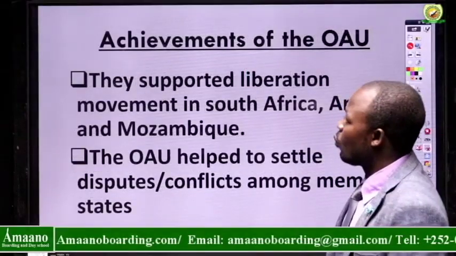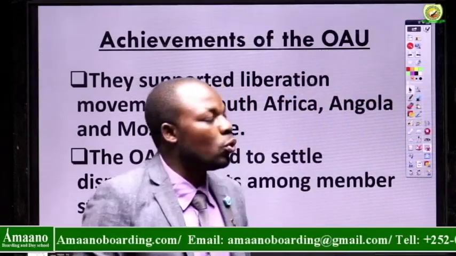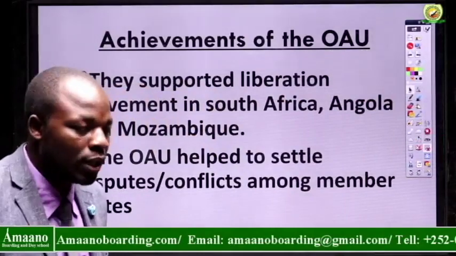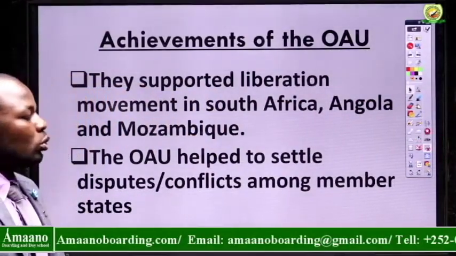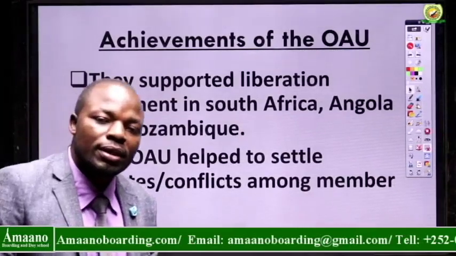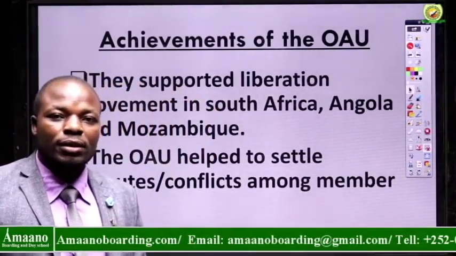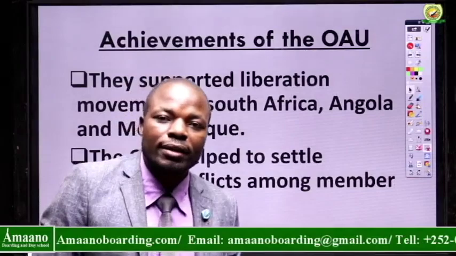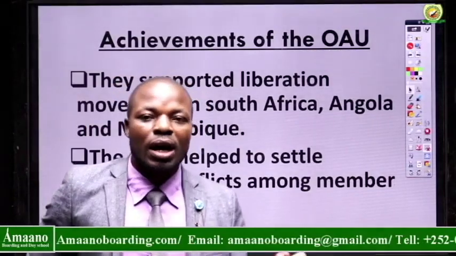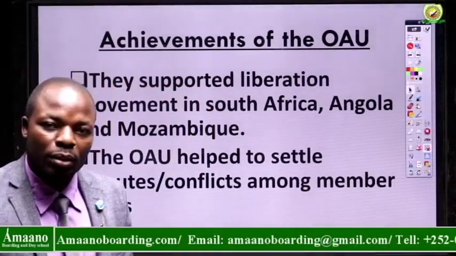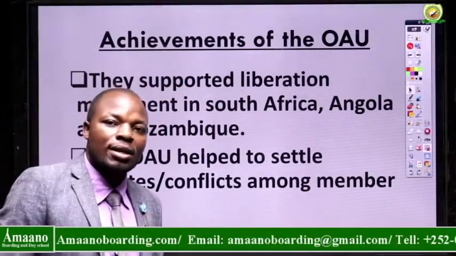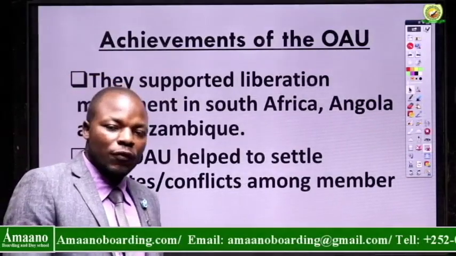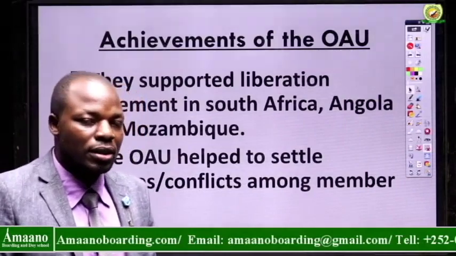Here we want to look at the achievements of the OAU, the Organization of African Unity. An achievement is something that they have managed to do. For example, since it was formed in May 1963, has it helped any country to get independence? Yes, they really helped countries like South Africa, Mozambique and Angola to get their independence. So it is important to note that the OAU did a wonderful job to ensure that Africa has unity and Africa gets independence.